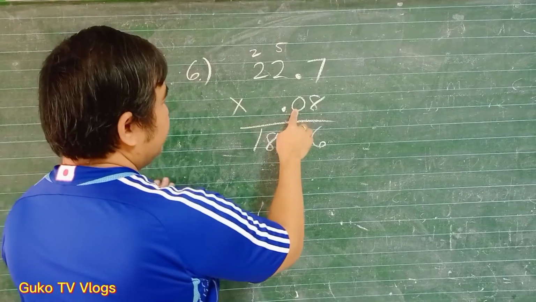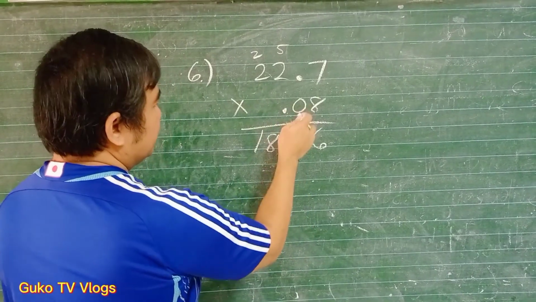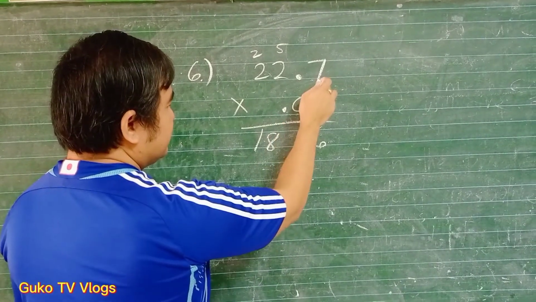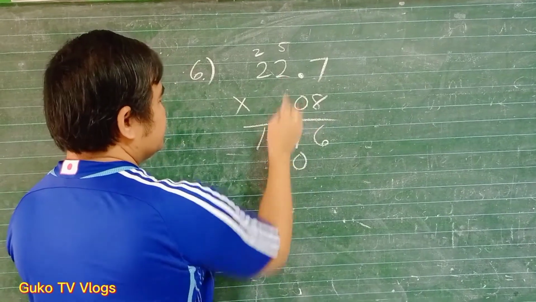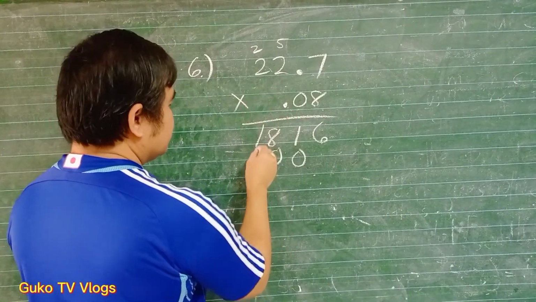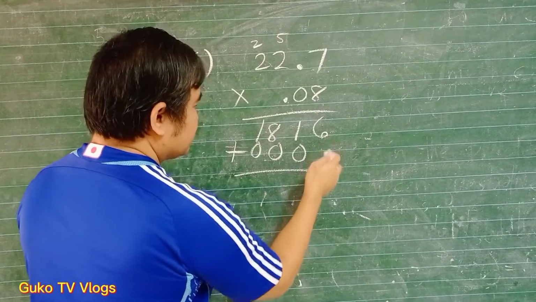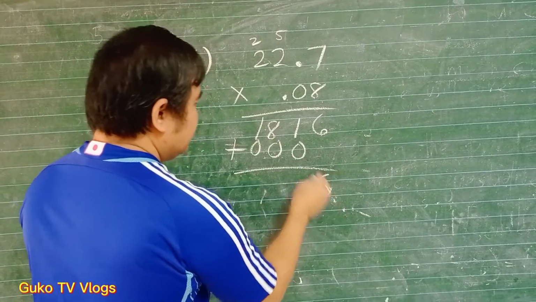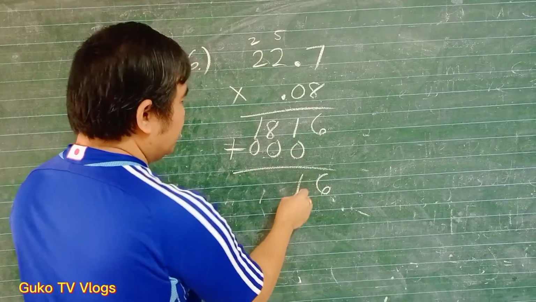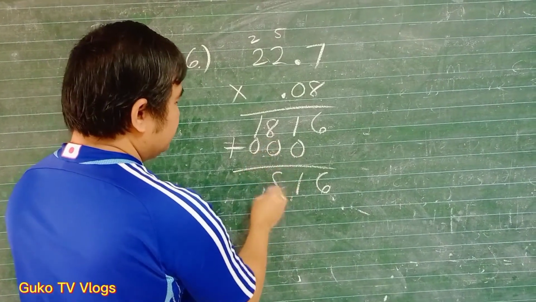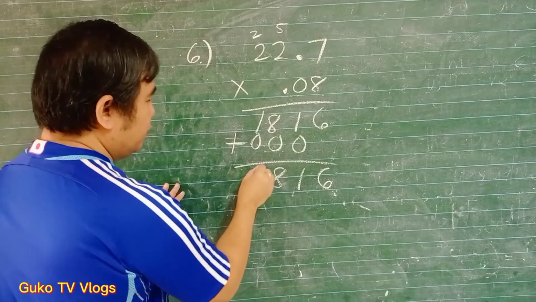And here we have the multiplier 0. So 0 times 7 is 0. 0 times 2 is 0. Then 0 times 2 is 0. Then add. So bring down 6, or 6 plus 0, that is 6. Then 1 plus 0 is 1. 8 plus 0 is 8. Then 1 plus 0 is 1.